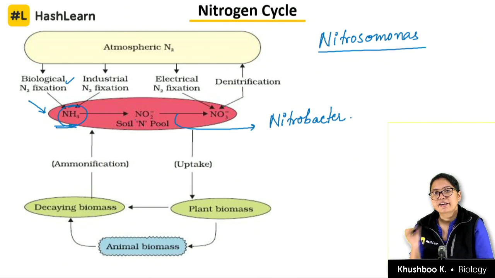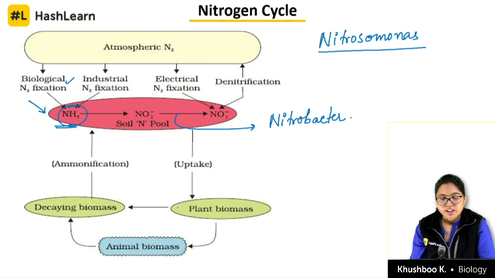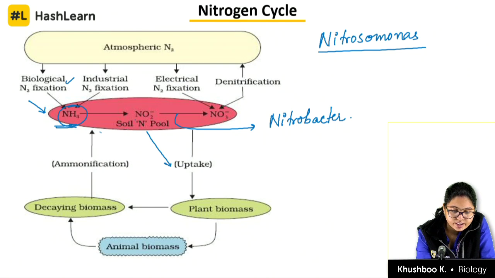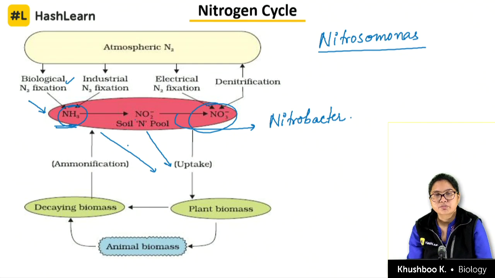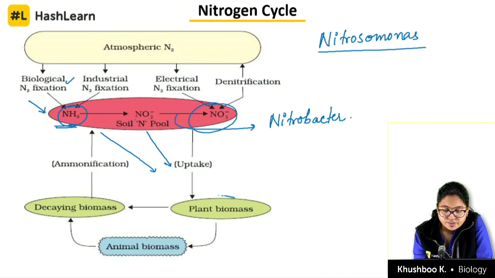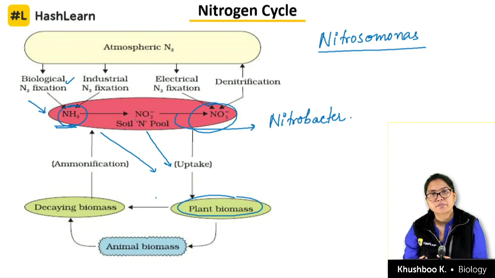Okay, so conversion of nitrite to nitrate is by the bacteria Nitrobacter, and it is in this form that it is taken up by the plants. Some plants can take it up in the other form also, but this is the form in which most, or the majority, of plants take up nitrogen.